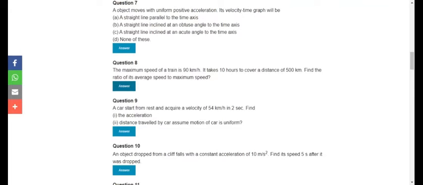In question number 9 you can see a car starts from rest and acquires a velocity of 54 km per hour in 2 seconds. Find the acceleration of the car. This is the first part of the question, and the second part asks for the distance traveled by the car. Assume the car is in uniform motion. It asks you to assume that the car is in uniform motion, and based on your assumption, you have to calculate the distance traveled by the car.